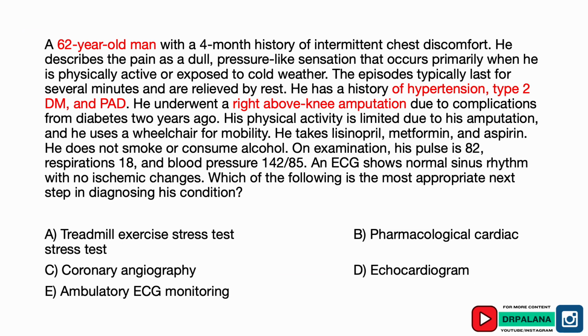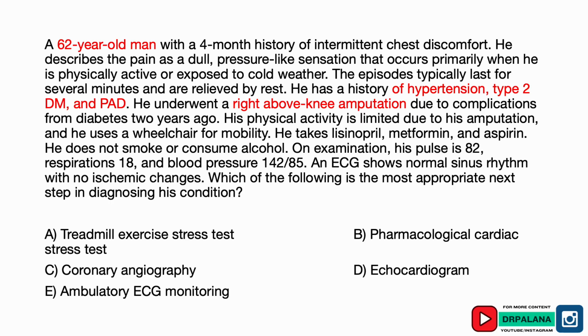A 62-year-old man with a 4-month history of intermittent chest discomfort, which he describes as a dull, pressure-like sensation that occurs primarily when he is physically active or exposed to cold weather. The episodes typically last for several minutes and are relieved by rest. He has a history of hypertension, type 2 diabetes, and peripheral arterial disease. He underwent a right above knee amputation due to complications from diabetes 2 years ago. His physical activity is limited due to his amputation and he uses a wheelchair for mobility.